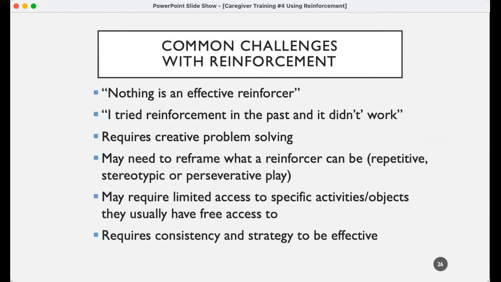There are some common challenges with reinforcement. Sometimes we hear that nothing serves as a reinforcer, or I tried reinforcement in the past and it didn't work. Sometimes reinforcement really requires some creative problem-solving skills. We might need to actually reframe what we consider a reinforcer. Perhaps it's a repetitive or stereotypic or perseverative type of play. You might also require limited access to other specific activities or objects that your child usually has free access to. It requires consistency and strategy to be effective.